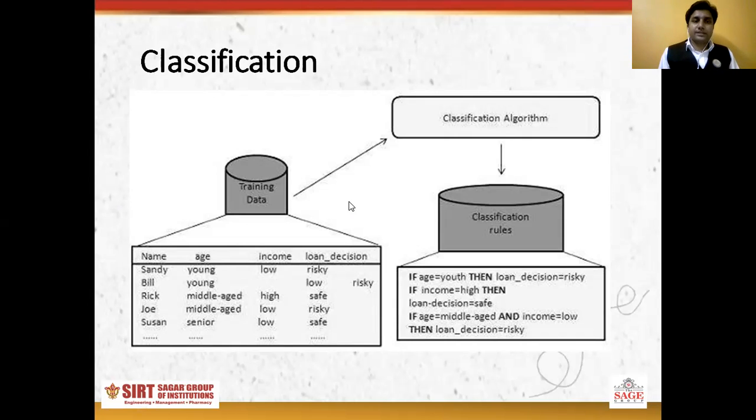The moral of the story is that the classification process is to classify the data on the basis of some rule so that we can make the decision appropriately.